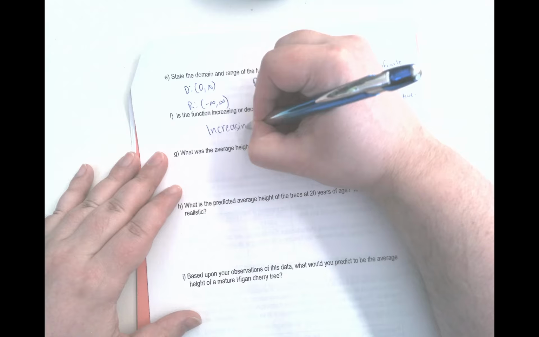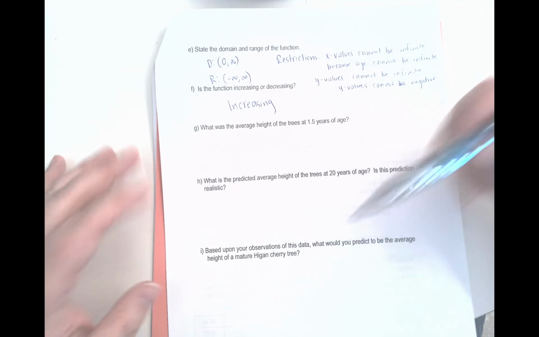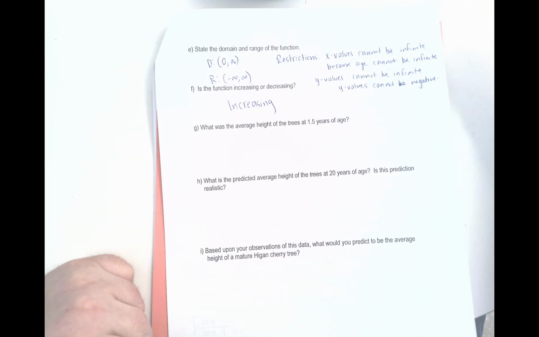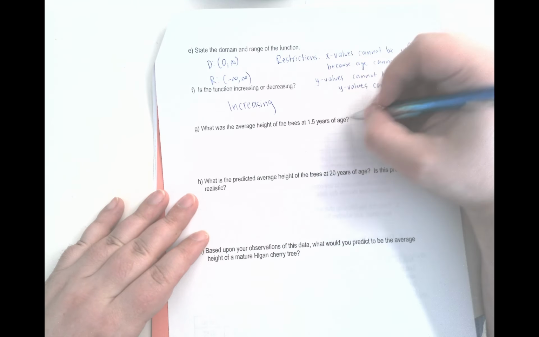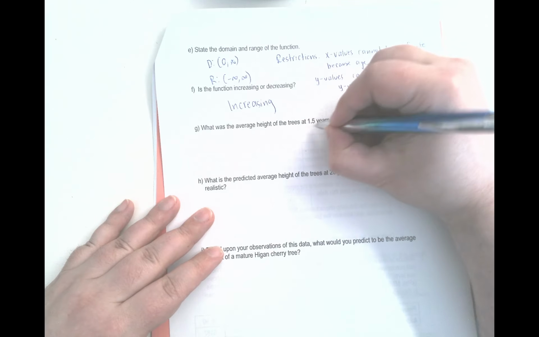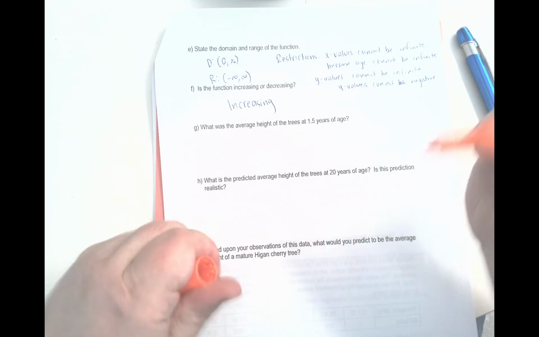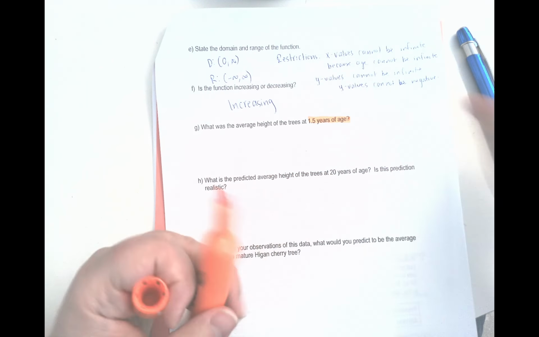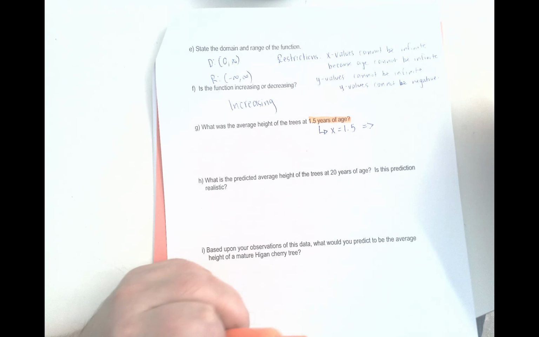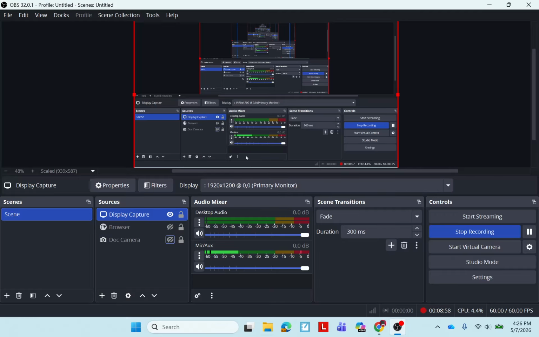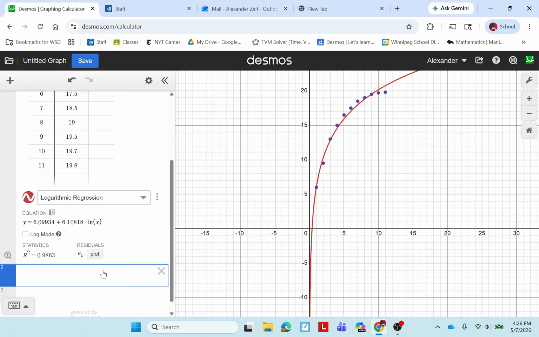It is increasing. Now parts G, H, and I are questions where it looks like we are going to be using our line of best fit, our regression equation. So part G says, what was the average height of the trees at 1.5 years of age? So years are my x values. So what I'm going to do on Desmos is enter x is equal to 1.5, and I'm going to solve for y. So let's go ahead and switch back to Desmos. So I have x equals 1.5 entered.